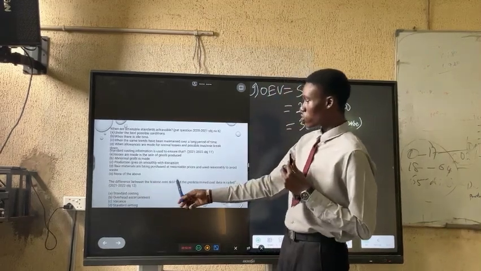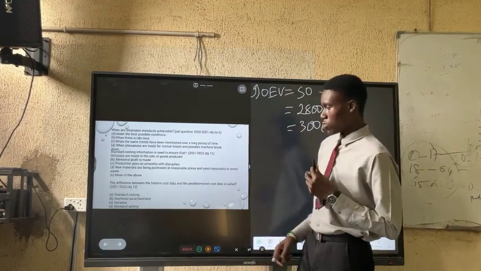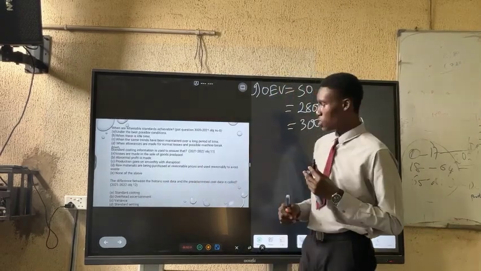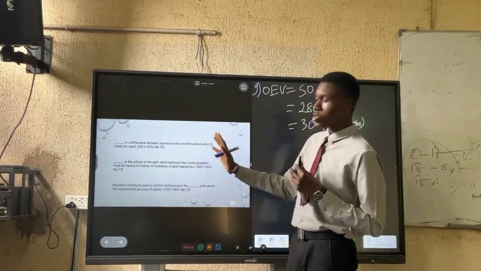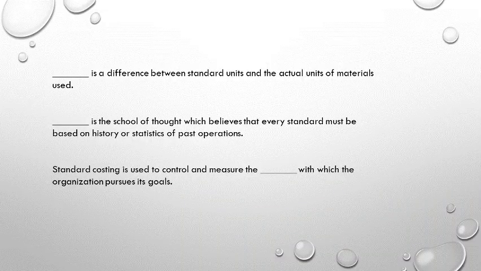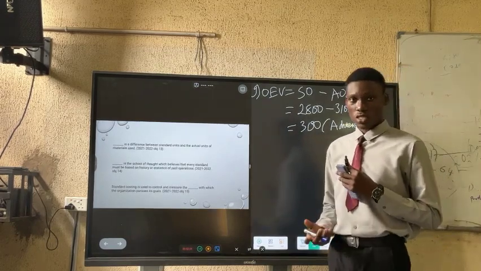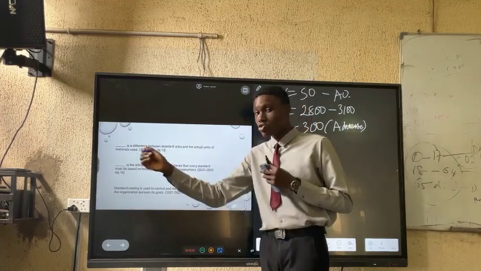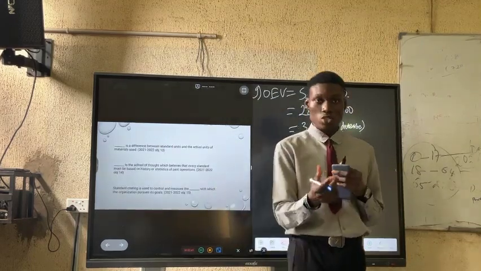Now, the difference between historical cost data and predetermined cost data is our variance. So that is variance, not standard cost, not overhead assessment, not standard setting. Next, dash is the difference between standard units and actual units of material used. You will bear witness with me that in the course of this video, we explained the various types of variance analysis, and one of them I defined as the difference between standard units and actual units of material used. So this gives you a hint that the answer is material usage variance.